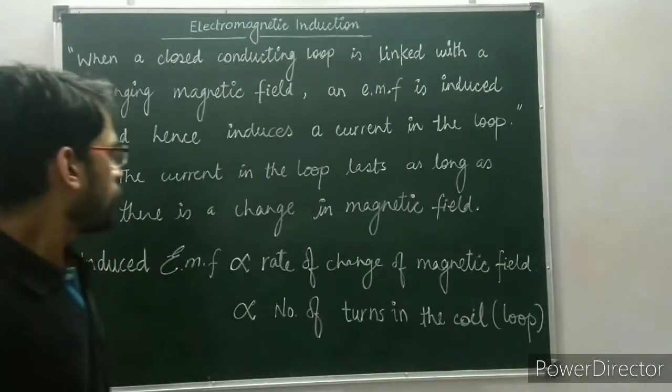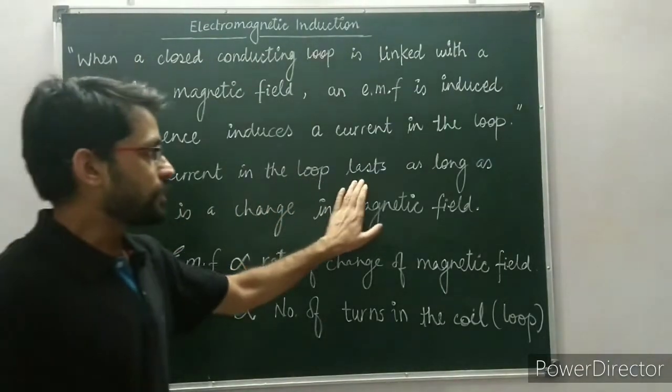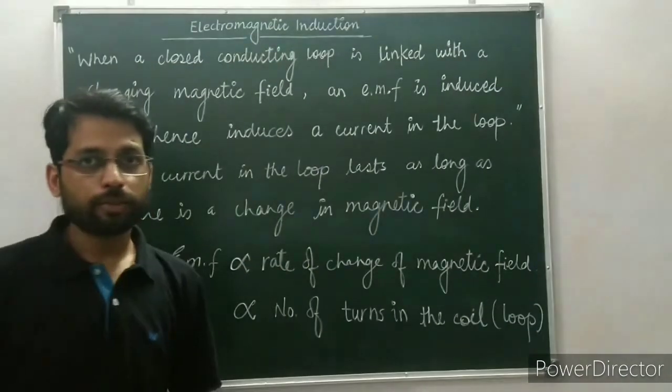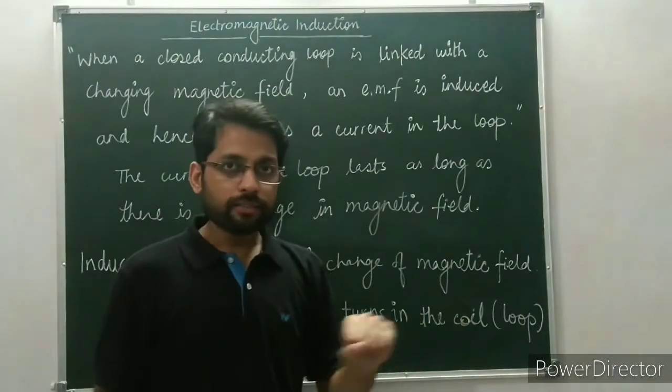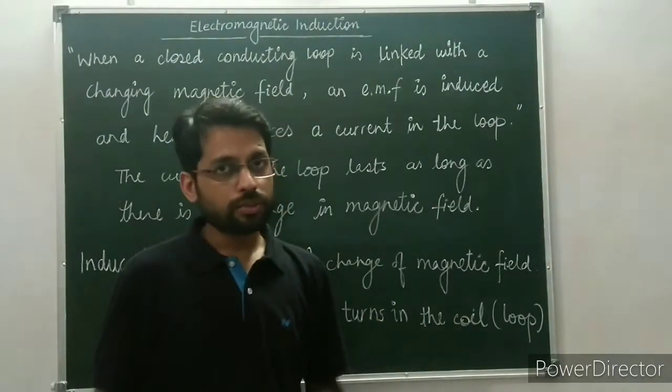The current in the loop lasts as long as there is a change in magnetic field. So when you stop moving the magnet, the induced current goes to 0.